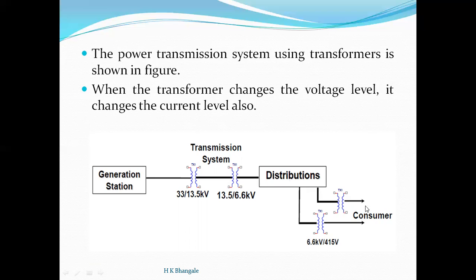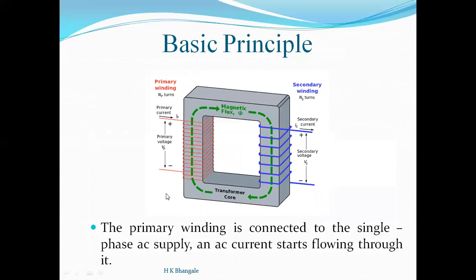Then for consumer use, when we distribute it, again at the consumer level it is converted from 6.6 kV to 415 volts. When the transformer changes the voltage level, it changes the current level also. So simultaneously voltage and current levels change. Now let us look at the basic principle of the transformer.